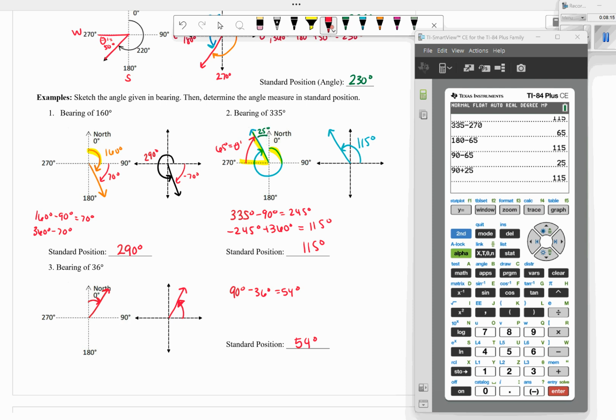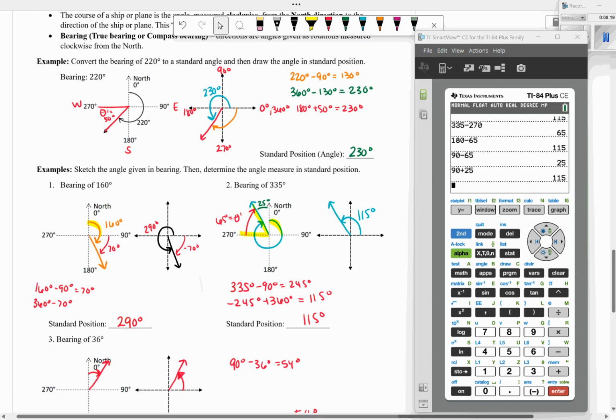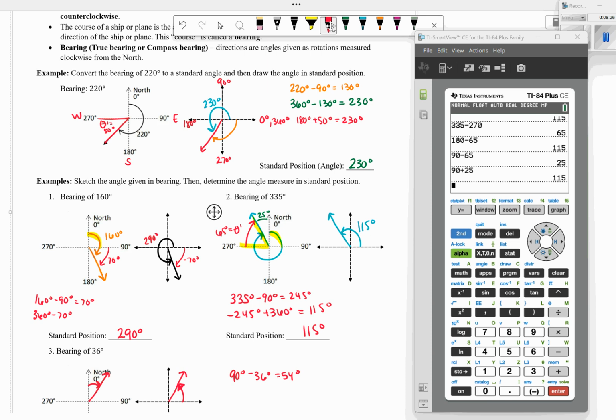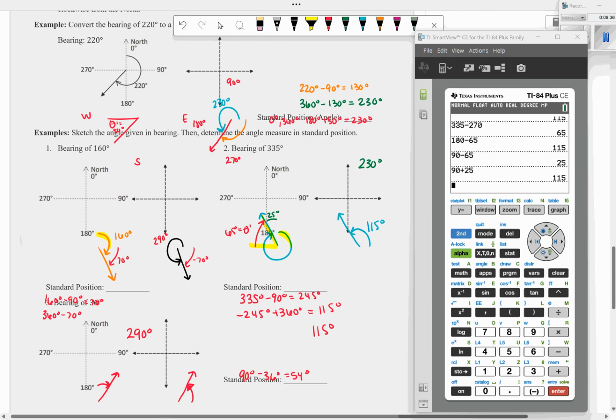So with the exception of quadrant 1, an easy way to think about this is what do we do each time? We had that extra 90 degrees that we had to subtract. And also we then found the coterminal angle by either taking 360 and subtracting the angle or adding it.